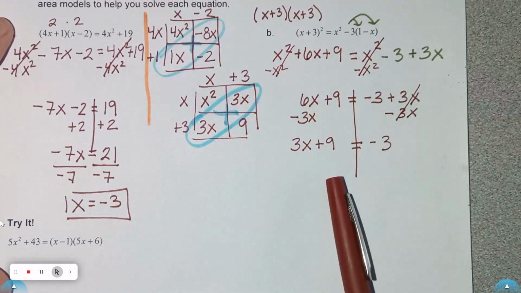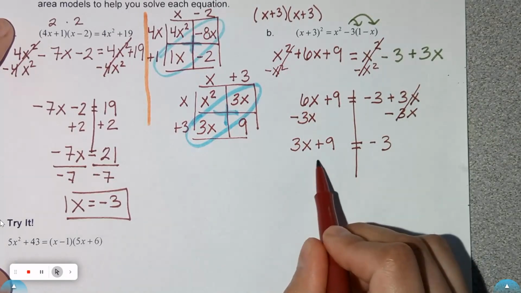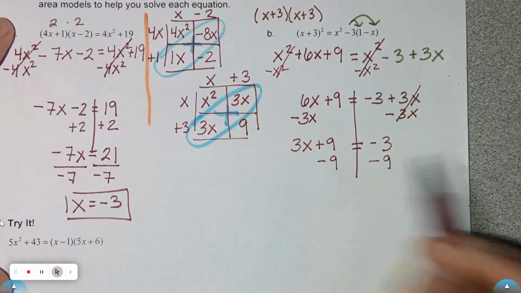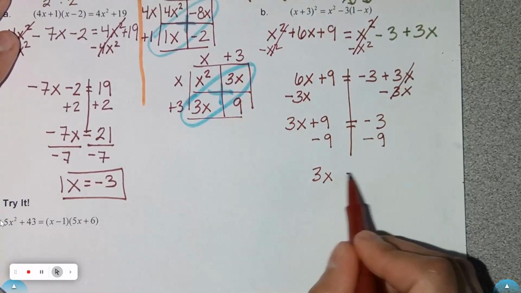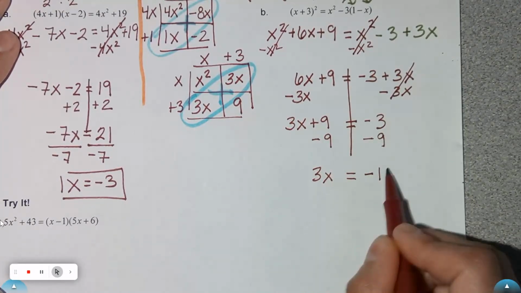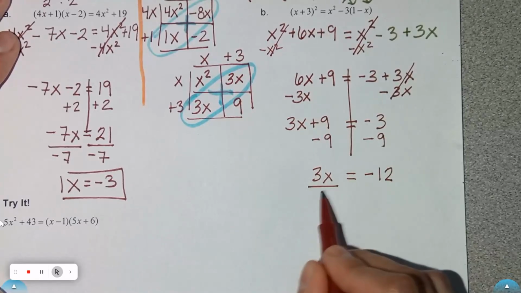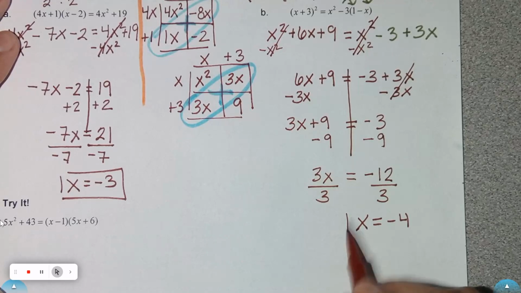Now this is a two-step equation. It looks just like this one over here. So the opposite of +9 is -9. Bring down my 3x and my equal sign. -3 minus 9, I get -12. And then I'm going to divide by 3. So then my answer at the end, I get -4.